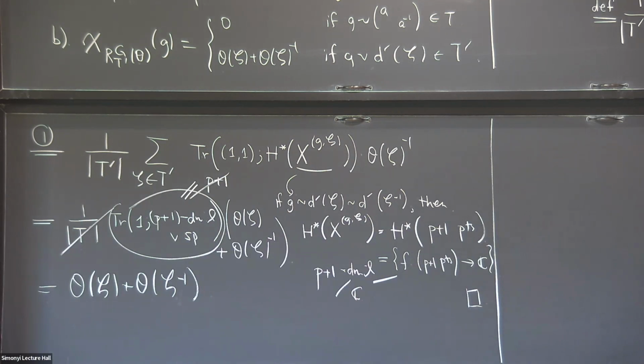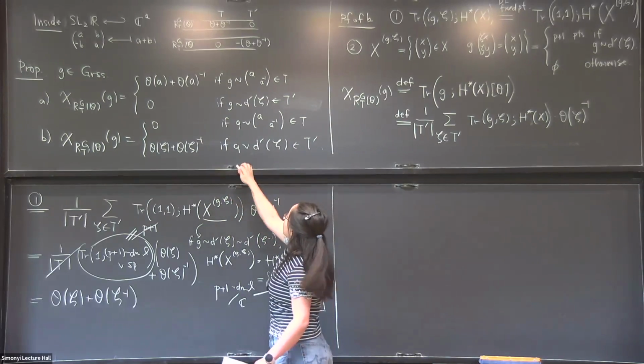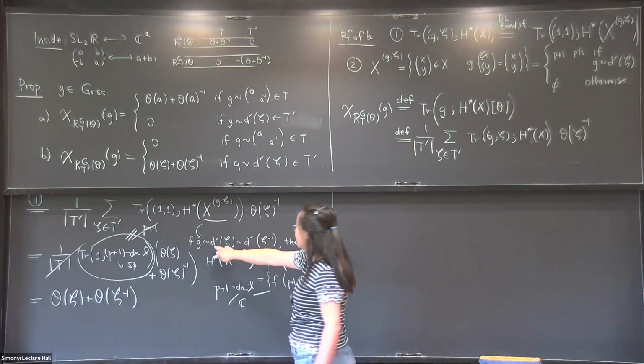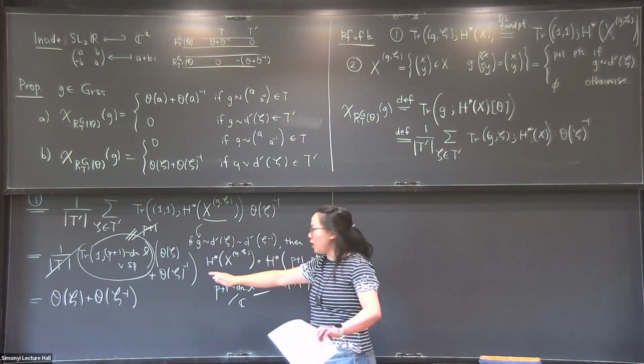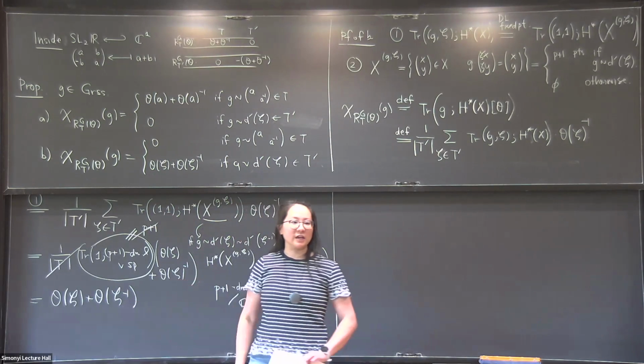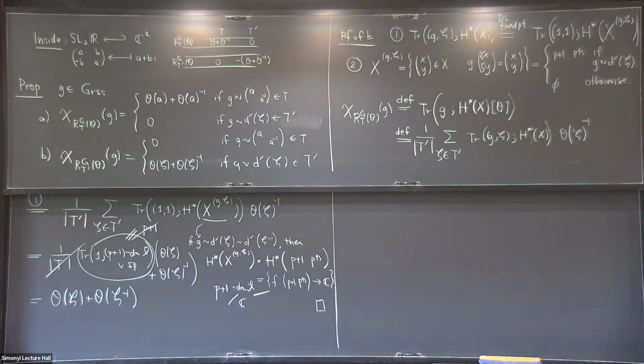Right? Hidden inside this is this vanishing statement already. If g was actually conjugate to something like this, it has no chance of being conjugate to D prime of zeta. So already this entire thing was equal to 0, and you just get 0. There's no other work to do. So this fixed point argument is doing a lot all at once, right?